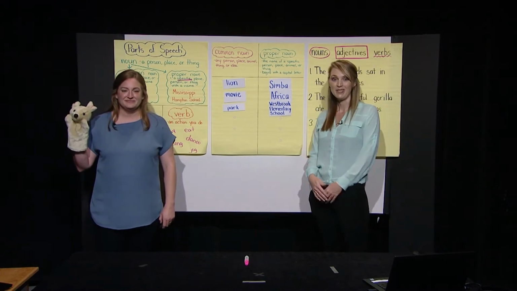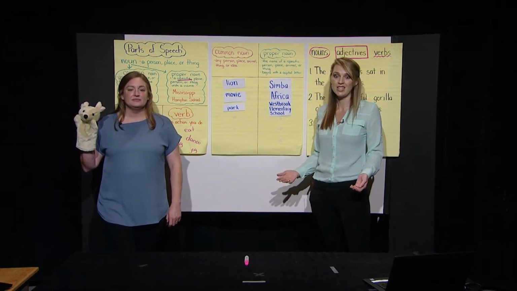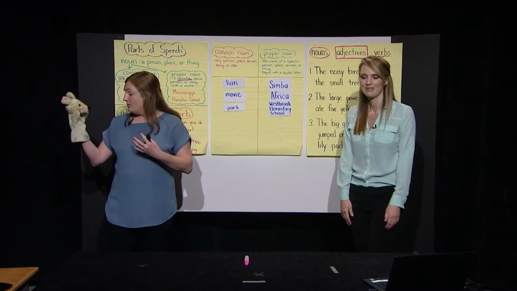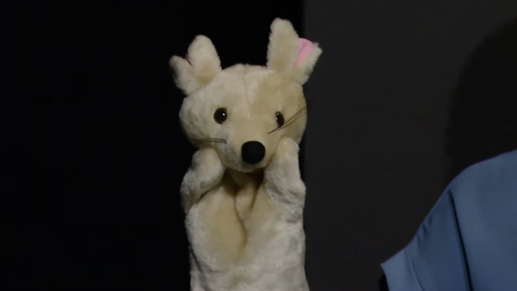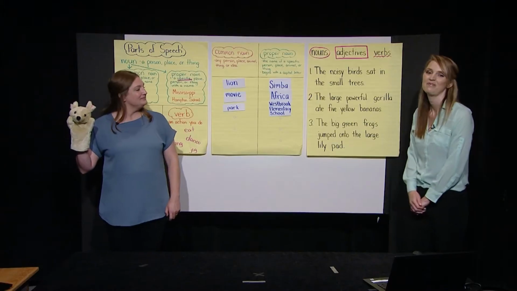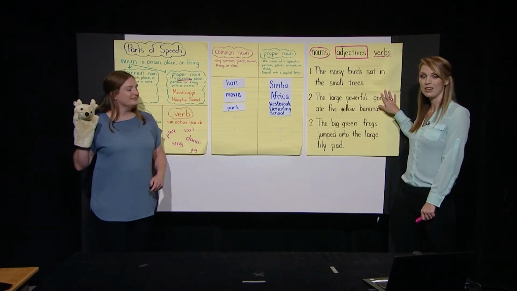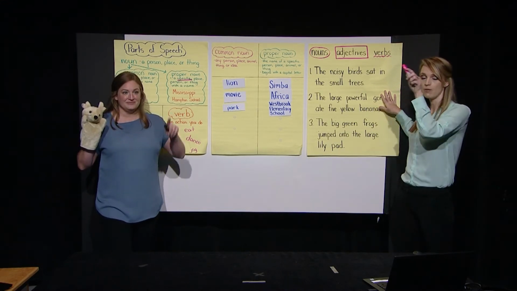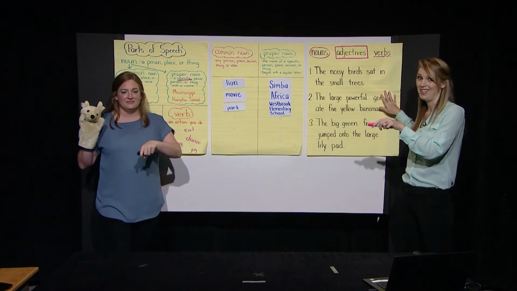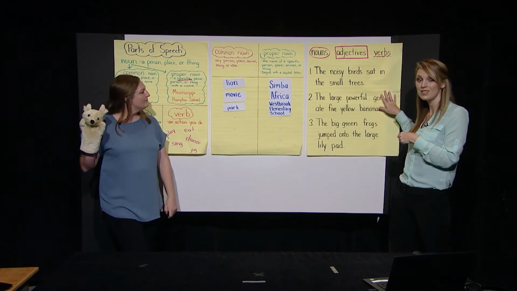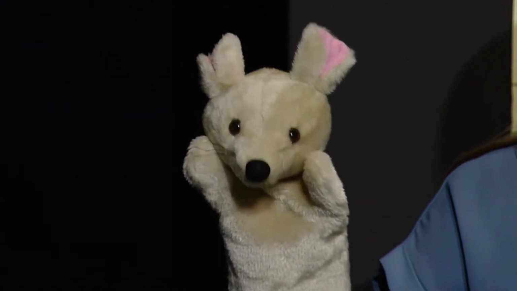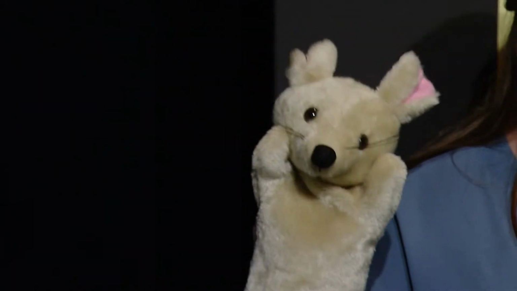Now that we have learned about nouns, adjectives, and verbs, let's practice finding them in sentences. Great idea, Elisa. Rattenborough, can you help us? Sure, let's go. We have 3 sentences on our chart. Let's read each sentence and circle the nouns, draw a box around the adjectives, and draw a wavy line under the verbs. Let's look at the first sentence on our chart. Rattenborough, can you read the sentence for us? The noisy birds sat in the small trees.